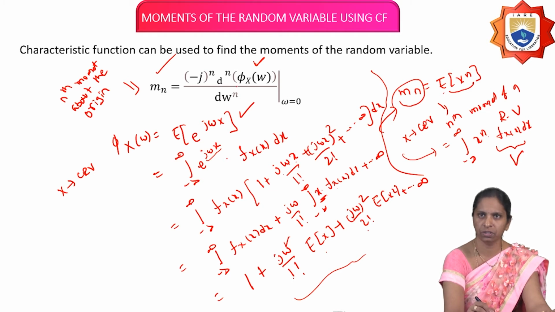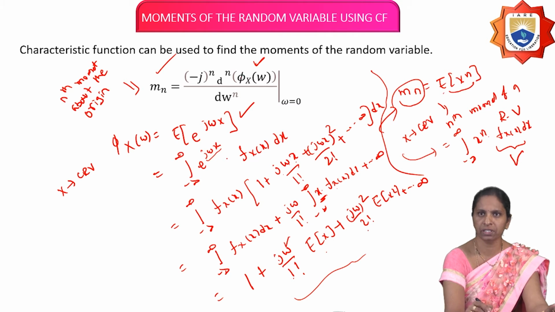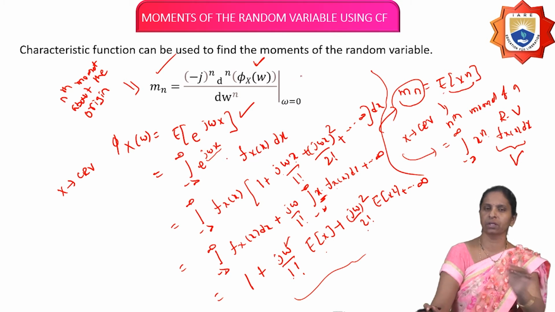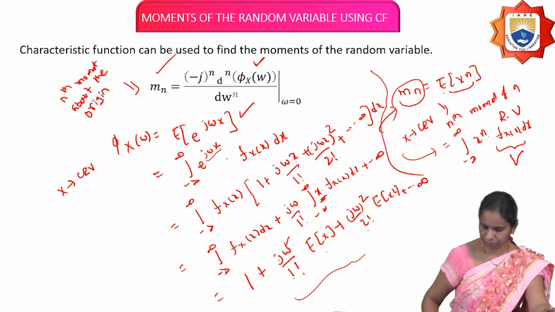So, first differentiate the characteristic function and then you substitute omega equals to 0. Then, you get the corresponding nth moment. If you want the first moment, differentiate only once. If you want the second moment, differentiate two times. If you want third moment, differentiate three times and then substitute omega equals 0. Then you can obtain the nth moment about the origin.